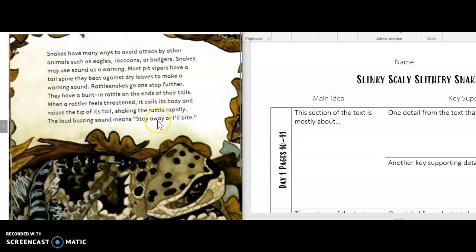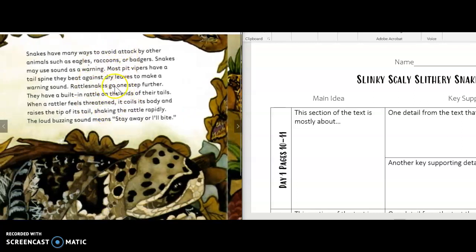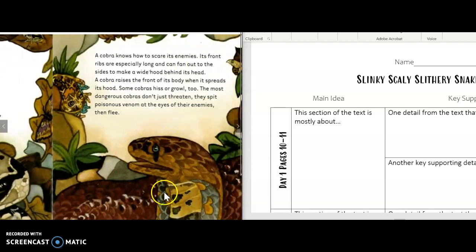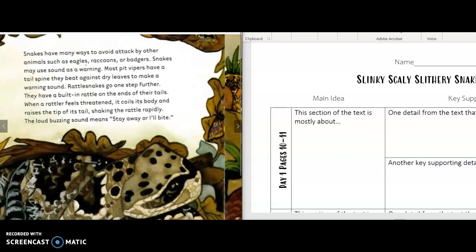So you can see here again, I'm on this split screen, but I am open to page 10 and I can scroll over to page 11. So as I read through this page, what I learned was that it mentions pit vipers, rattlesnakes, and then even cobras. And the author on these pages was really telling me about the different techniques that snakes have for really warning other animals. I even learned that some use sound as a warning, right?